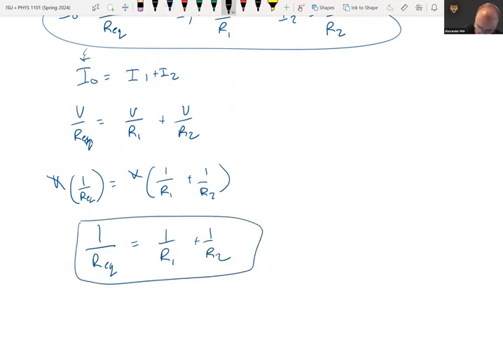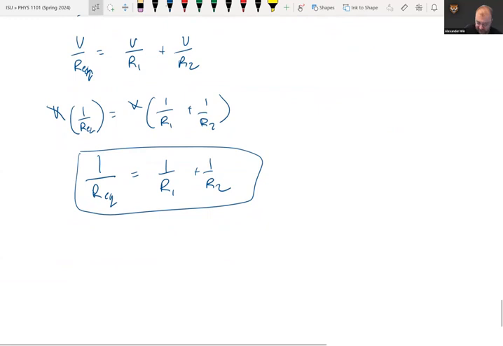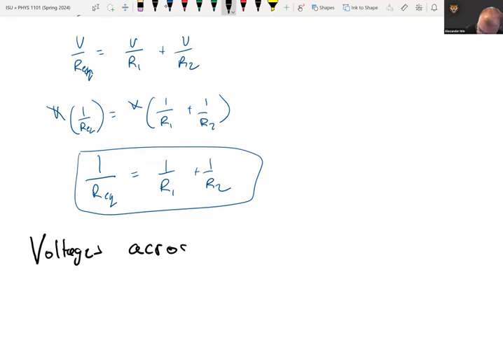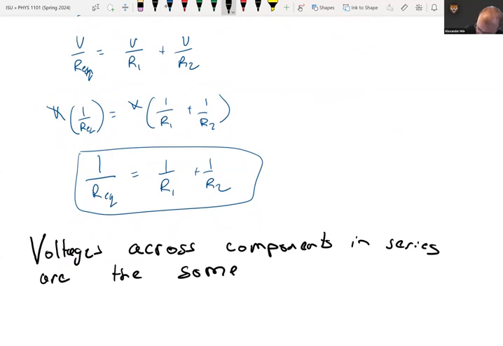Okay. So another thing to take away from this analysis is that voltages across components in parallel are the same. That is an important thing to remember: if you have two components in parallel, they will have the same voltage drop across them.